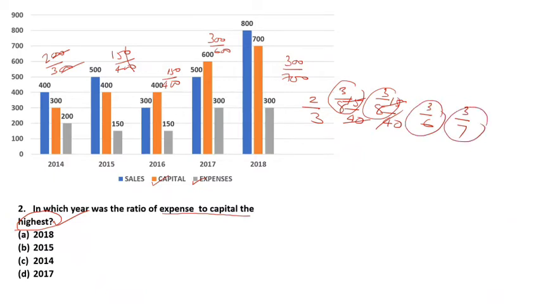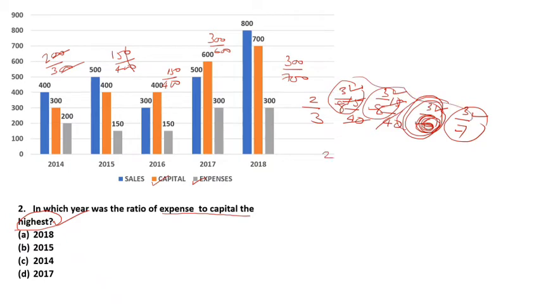Out of these 4, 3 by 6 is the highest. We know the numerator is 3 in each. So when the numerators are the same, the lowest denominator gives the highest number. Simple mathematics. Here it is 8, here it is 8, then 6 and 7. So the lowest denominator is 6, and this number is the highest out of these 4.